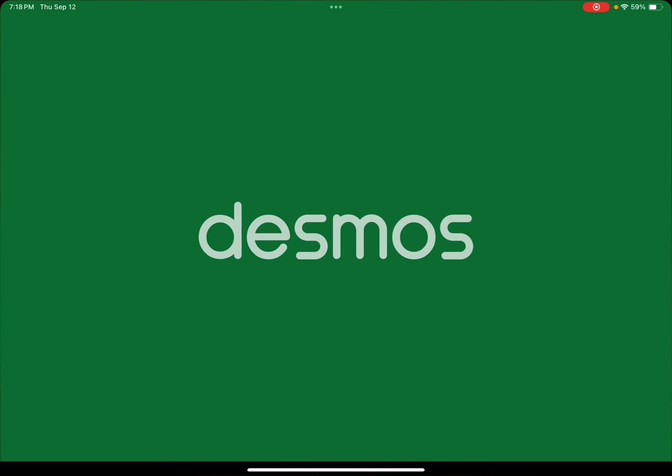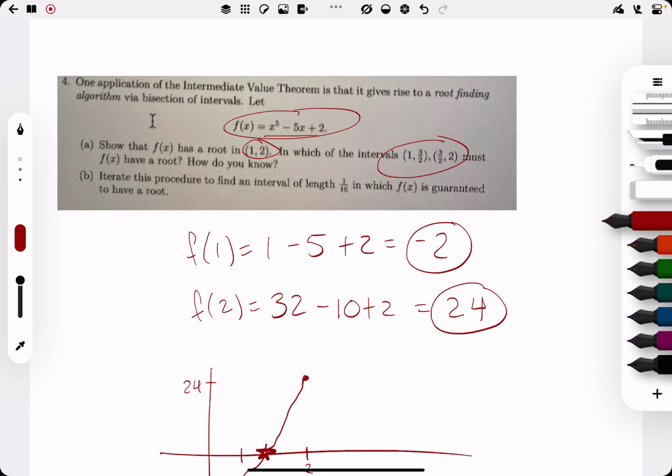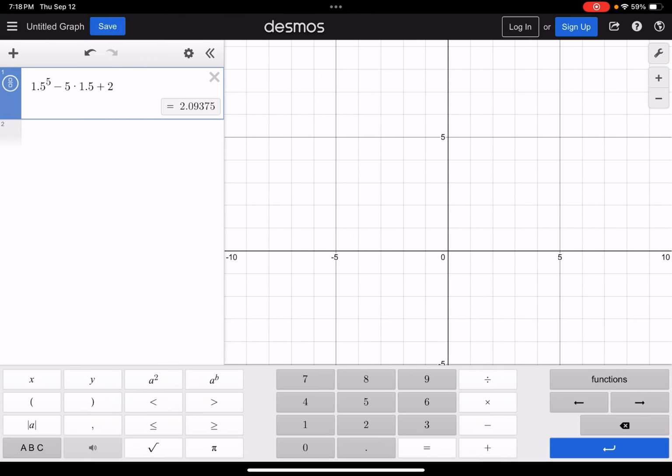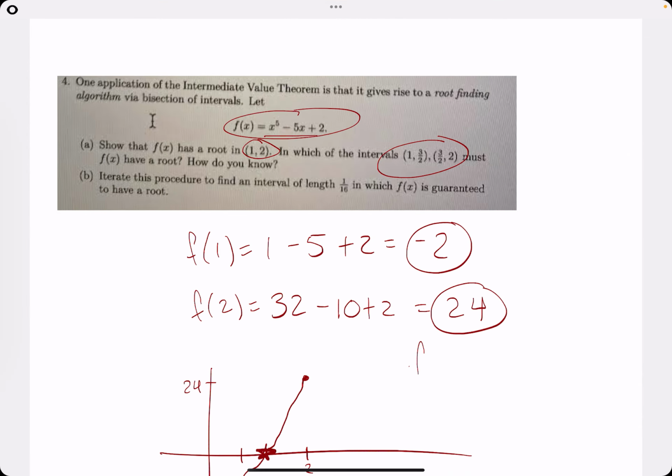We're going to use Desmos. So 1.5 is 3 over 2. So 1.5 to the, not 2, but 5th, minus, was it 5 times 1.5, plus 2? Yeah. So plugging in 3 halves, we get 2.09. So roughly 2. So f of 3 over 2 was about 2.